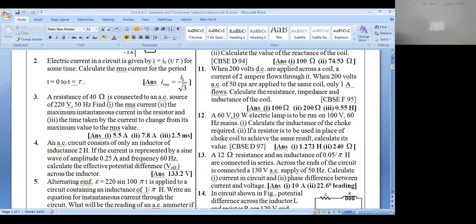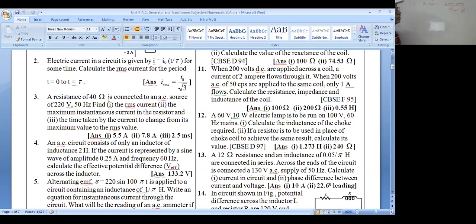Whatever value is given, this is the RMS value. If we are interested to find out the maximum value, there is a relation here: E_RMS or I_RMS is given as E naught by root 2. So if the RMS value is given, maximum value will be E_RMS into root 2, that is 220 root 2. It comes roughly 311, because root 2 value is 1.414. So this way you can find the value, roughly 300 plus.